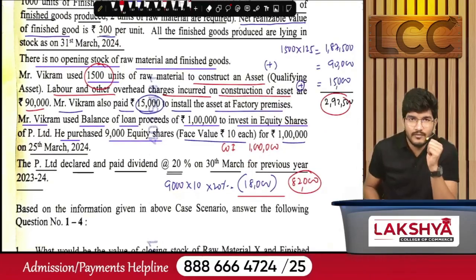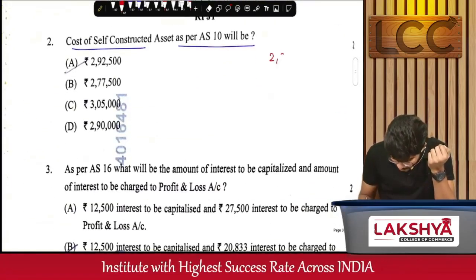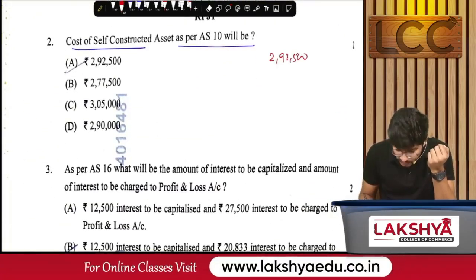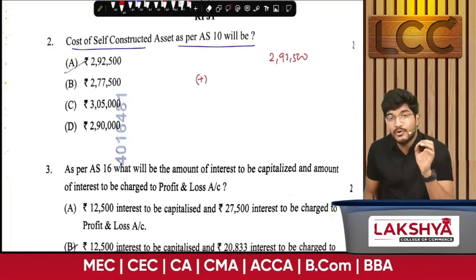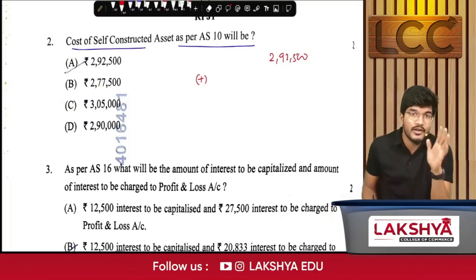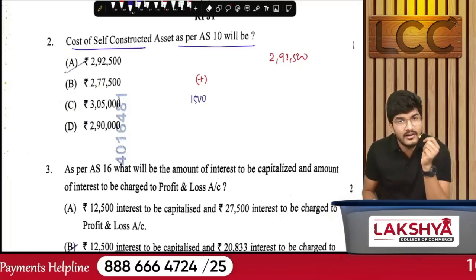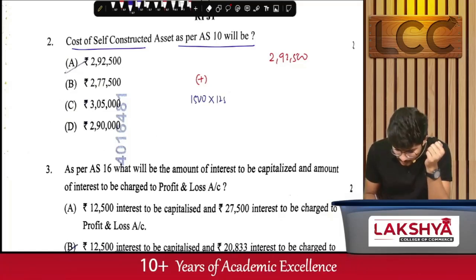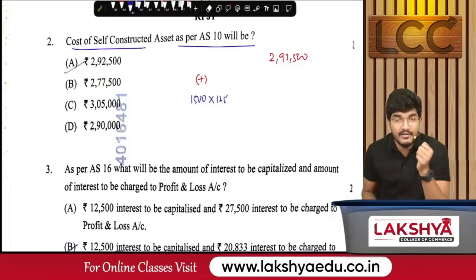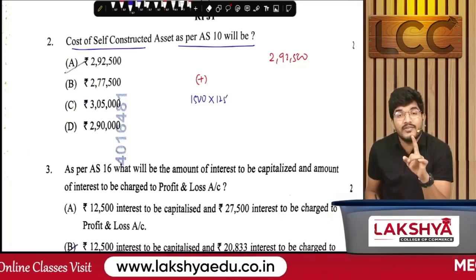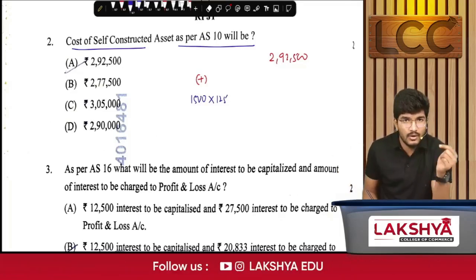So we got already 2,92,500 cost. That is before adding interest cost, right? Borrowing cost. Now to that 2,92,500, we should capitalize the interest cost. Now the question is, sir, what is the actual amount used for construction, that is from the borrowing? So we used around 1500 units of raw material, right? And each unit we spent around 125. So 1500 into 125, that is around 1,87,500 rupees for constructing the asset, and that is a loan.